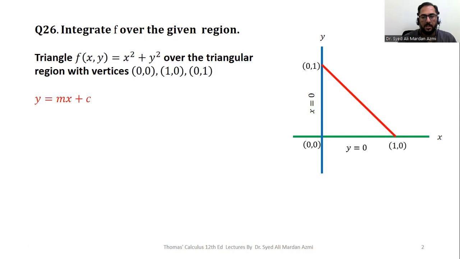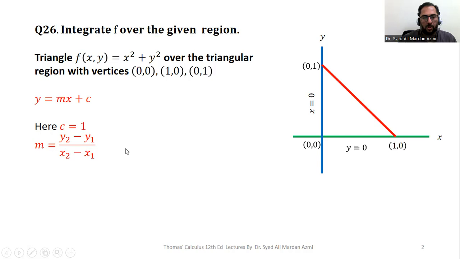Y-intercept means c is the point where this red line crosses the y-axis. So from the diagram, you see that this red line meets the y-axis at point 0, 1. So the value of the y-intercept is 1.